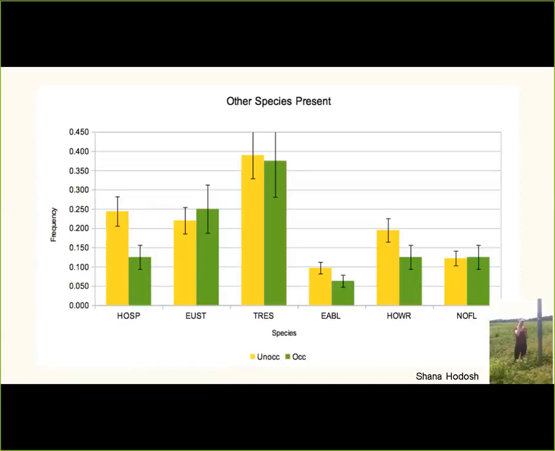So we did see some differences in terms of house sparrows and house wren numbers. Both were more abundant at occupied sites than unoccupied sites, but the t-tests for these did not come out to statistically significant differences. This work was done by Shana Hodash, an undergraduate who was working with me 2 summers ago. And as you can see, there's no significant differences detected in any of the other bird species.